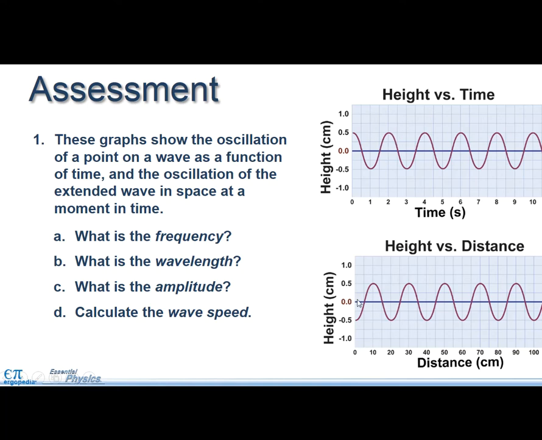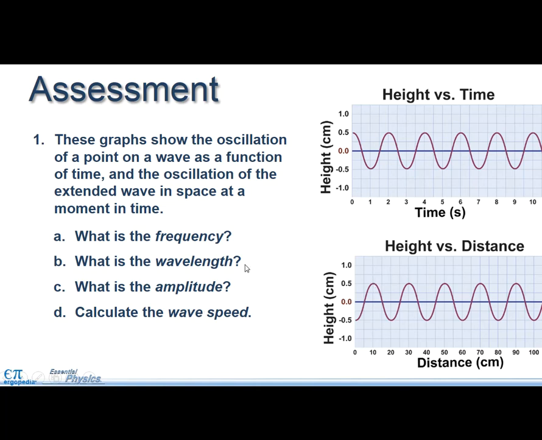The wavelength, I have to go to the distance graph now. I can see that from 0 to 20 centimeters, that's the distance over which this waveform repeats itself. So that must mean that the wavelength is 20 centimeters. So the amplitude, as you can see, is the same on both. It's going from 0 to 0.5, 0 to 0.5. And so that amplitude of the wave is going to be 0.5 centimeters.